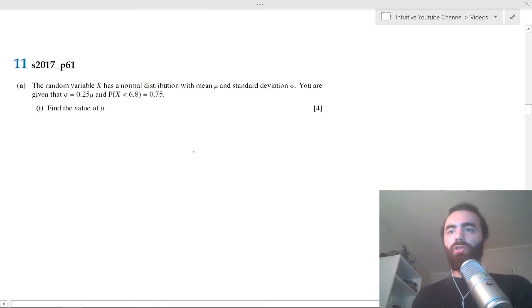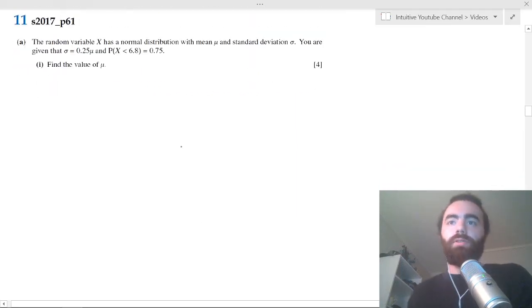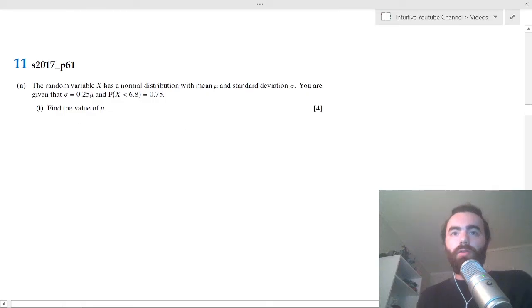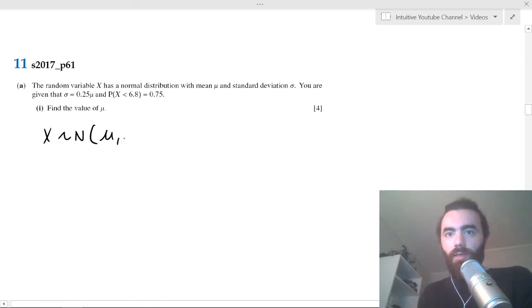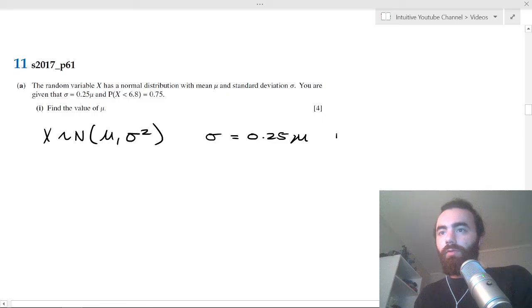Okay, let's continue with some questions getting a little bit harder. These are probably the hardest normal distribution questions they'll ask you. So you're given a random variable again, X, which has a normal distribution. So we write that out with a mean and an unknown standard deviation. You are given that the standard deviation is related to the mean by this, 0.25 of the mean. And you're also given that the probability of X is less than 6.8 is equal to 0.75.